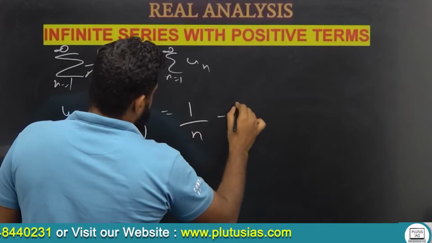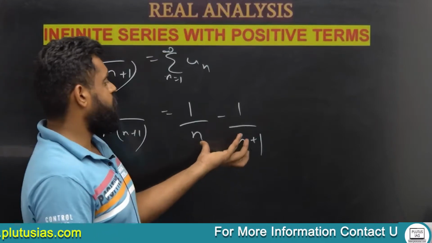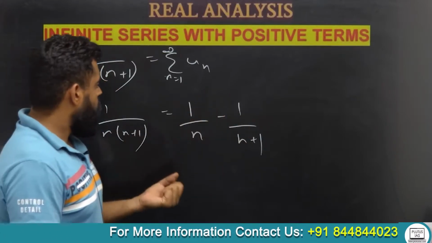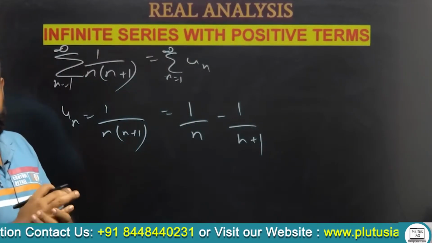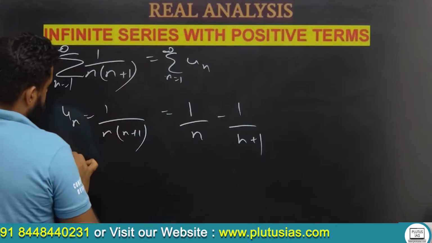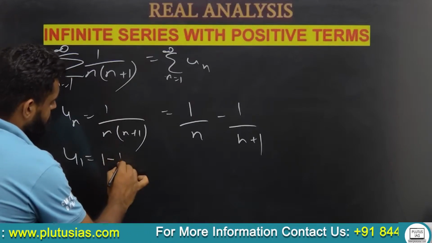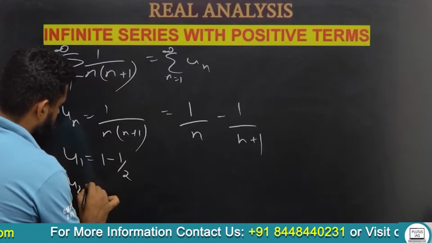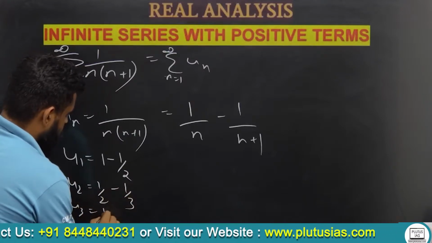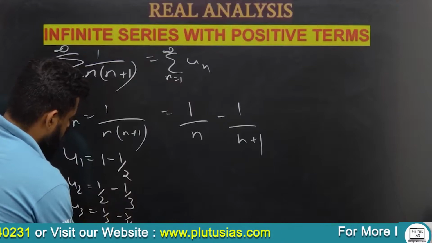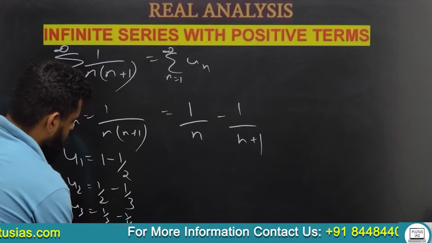So can we write this as 1 upon n minus 1 upon n plus 1? Taking the LCM, this would come to the same value. So if we have to write, what will be the value of U1? U1 will be 1 minus 1 upon 2. What would be the value of U2? This would be 1 upon 2 minus 1 upon 3. U3 is 1 upon 3 minus 1 upon 4. So un will be 1 upon n minus 1 upon n plus 1.